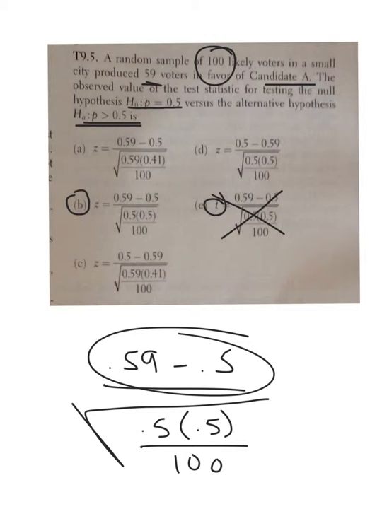Okay, so once again, here's the number that we got, minus the parameter that we're interested in, divided by how many we have in our sample. Done.